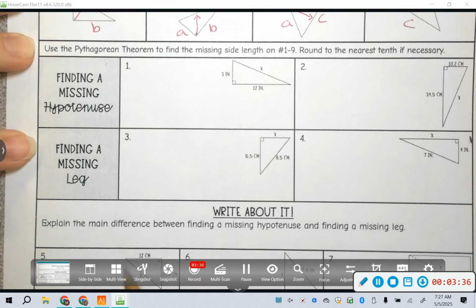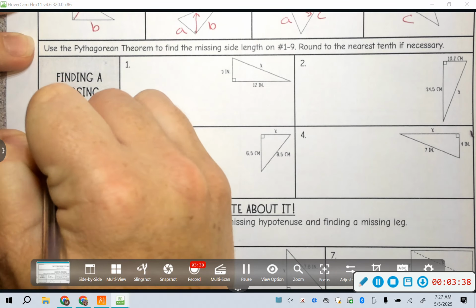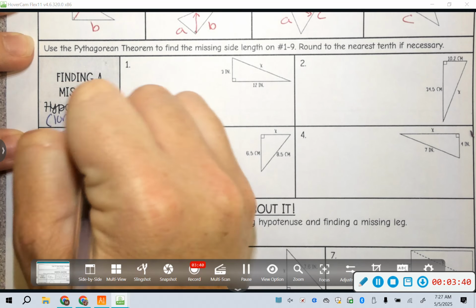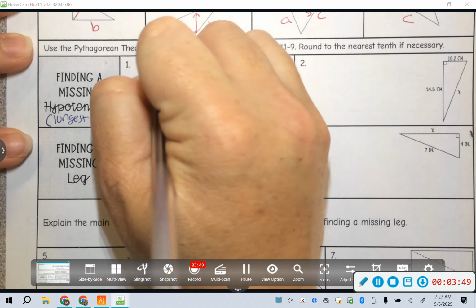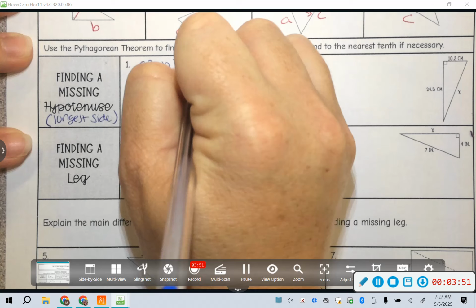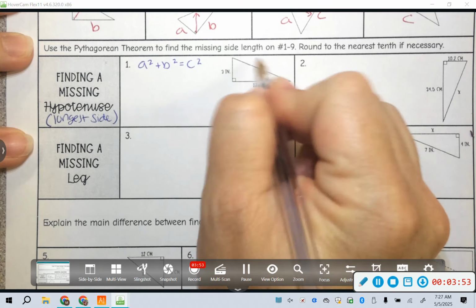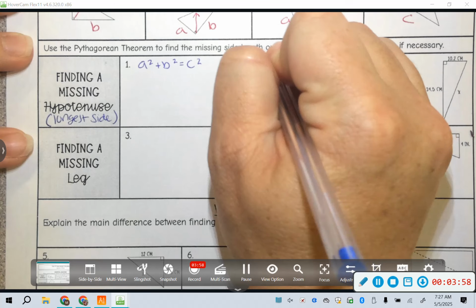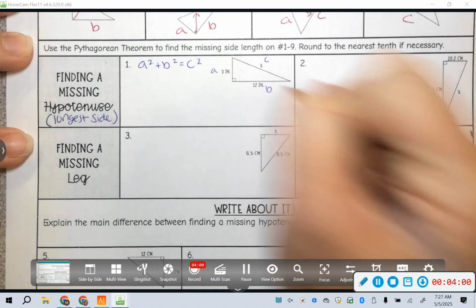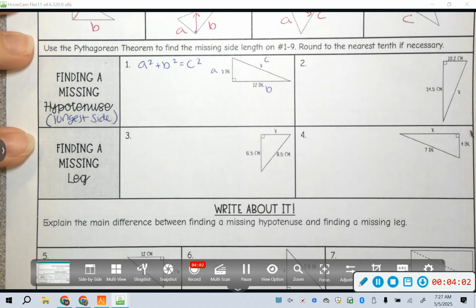Okay, cool. So finding a missing hypotenuse. Hypotenuse, remember, that's just your longest side. Okay, so we know our formula is a squared plus b squared equals c squared. And I'm going to label my sides. So which side is C? X. This one's my C. So we could say A and B. And we're going to plug those values in.